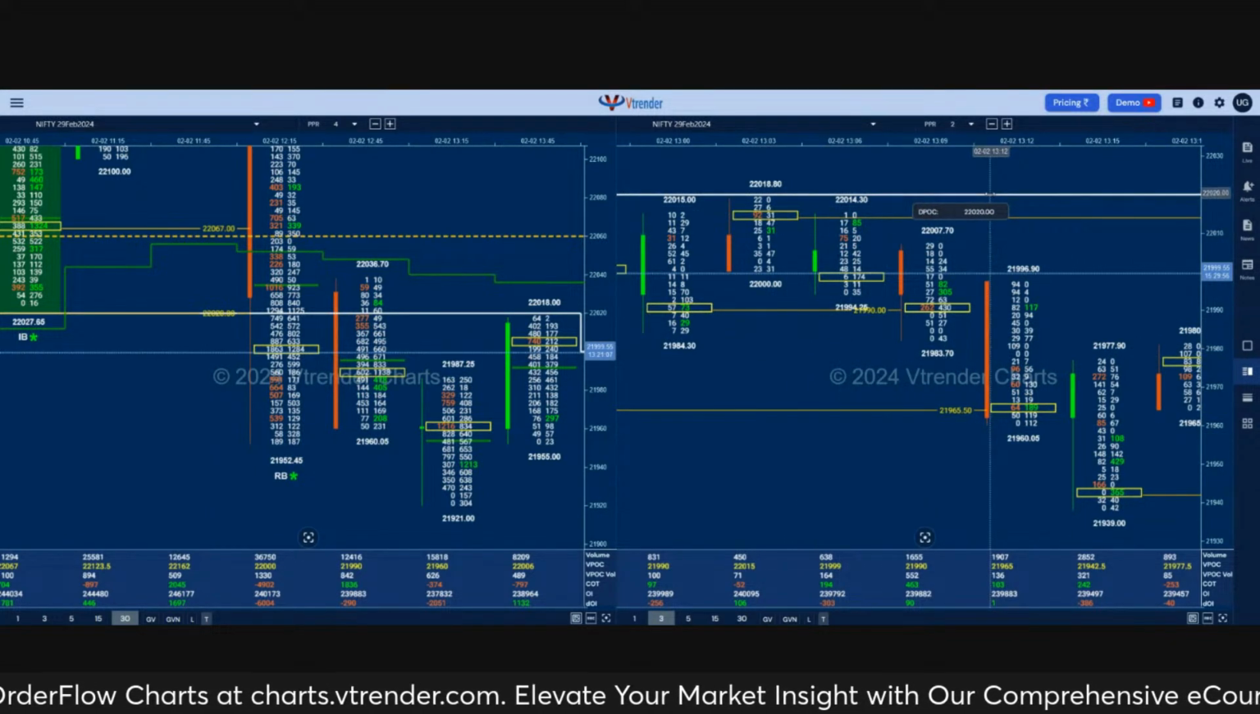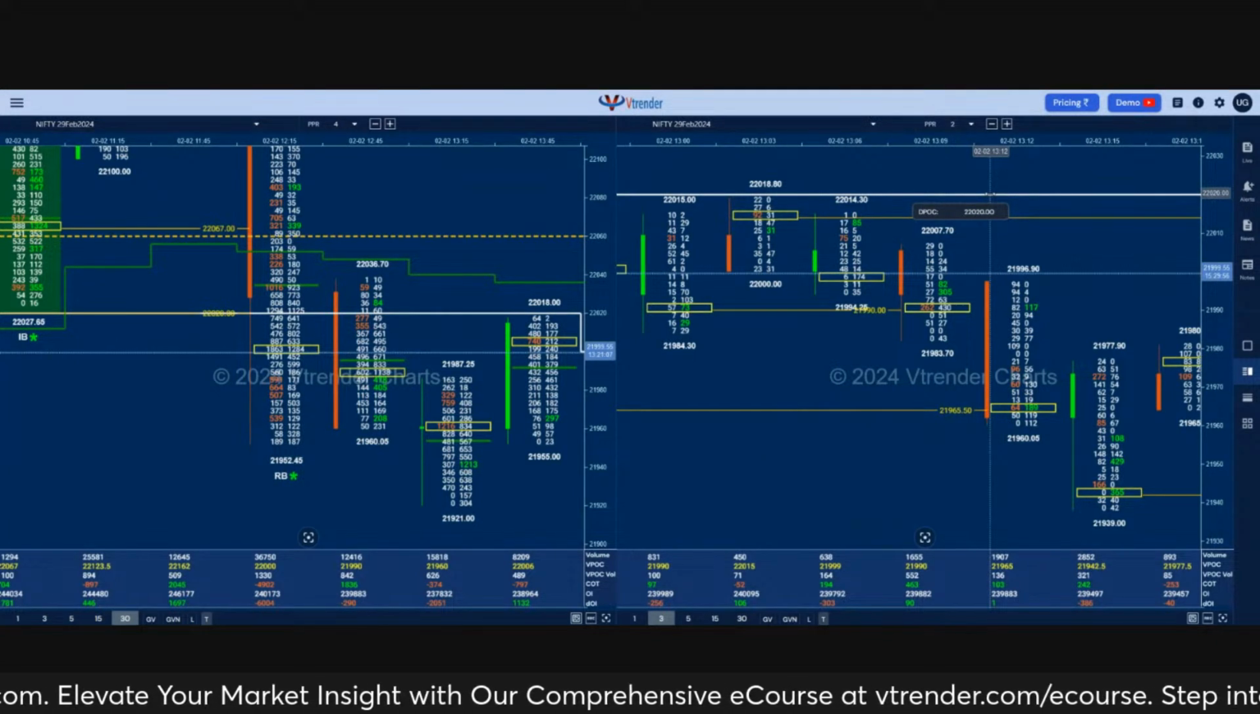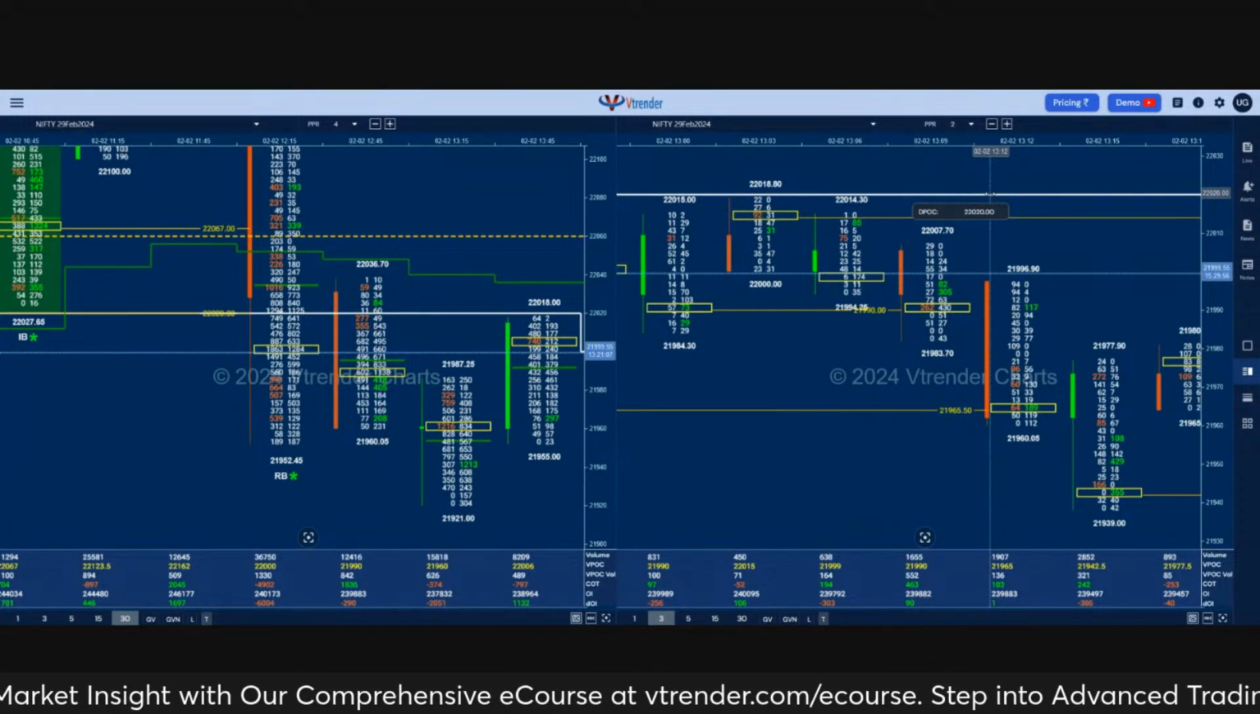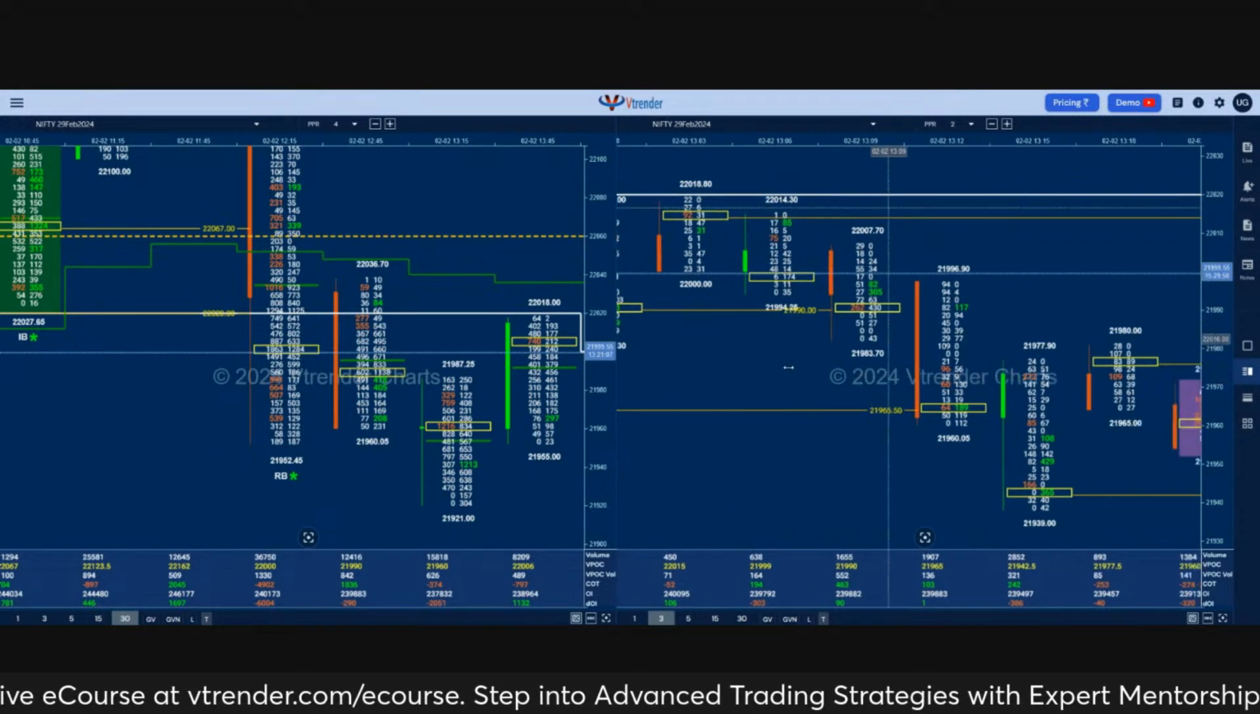And also this POC is showing us the change of polarity. In the morning, we saw how this was holding on the downside. Now it is doing the same on the upside. It is not able to get above this.